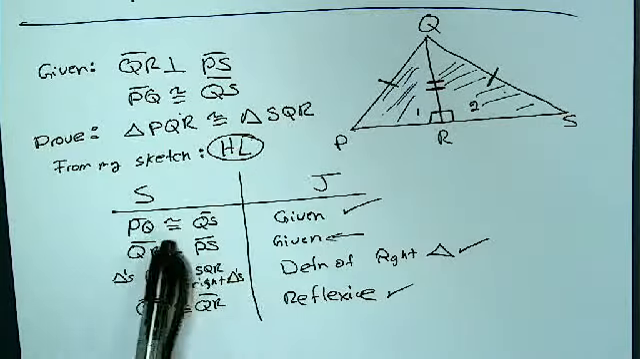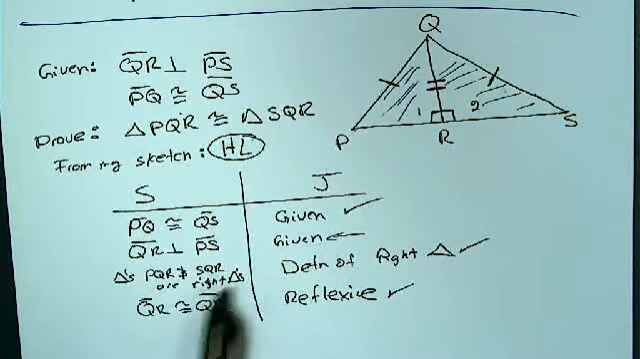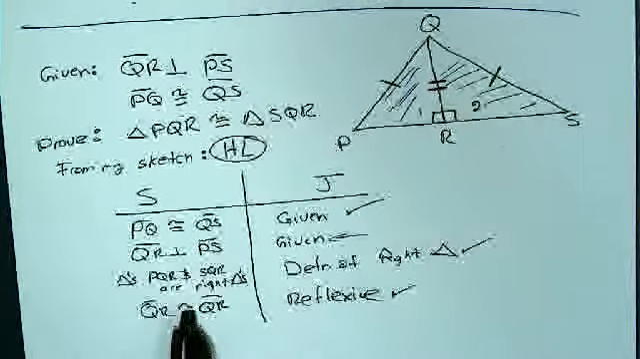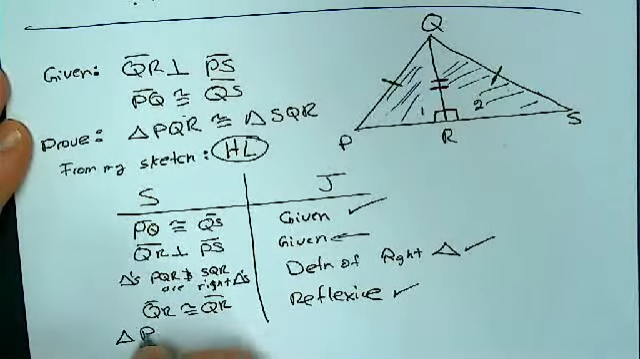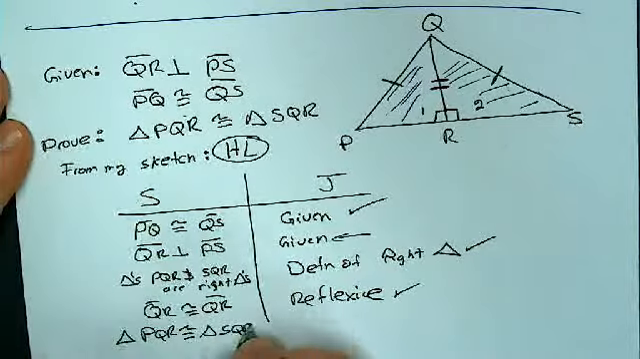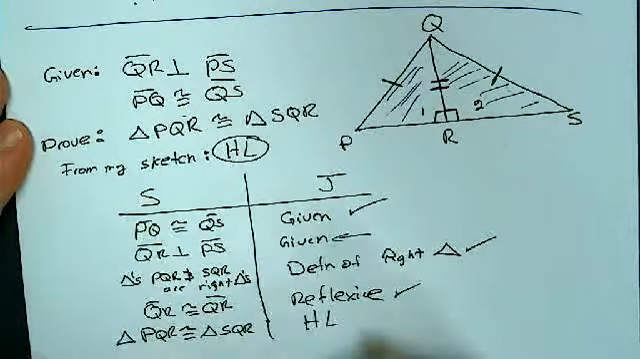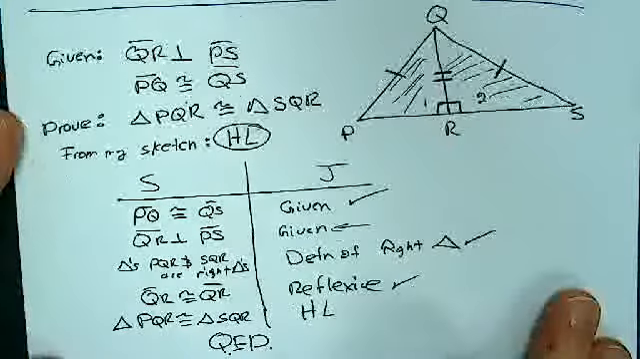I've got one pair of sides, in this case the hypotenuses, second pair of sides, the legs. I've got a right triangle, ergo PQR is congruent to SQR by the hypotenuse-leg theorem, and that is indeed what I set out to prove.